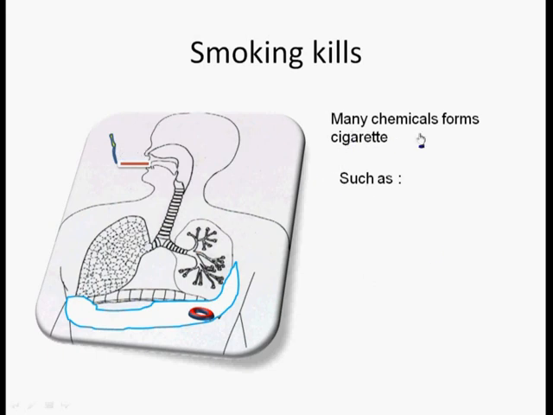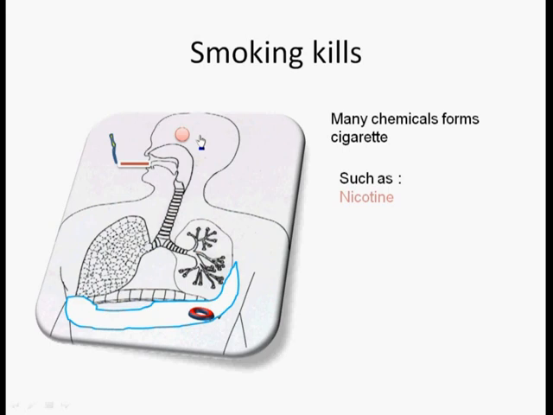Anyway, there are so many chemicals in cigarettes such as nicotine. This pink thing represents nicotine. Now notice what happens right here. So let's look at it again. Keep your eyes on the screen now and notice what happens. All right. Okay, you notice where the nicotine ends up?